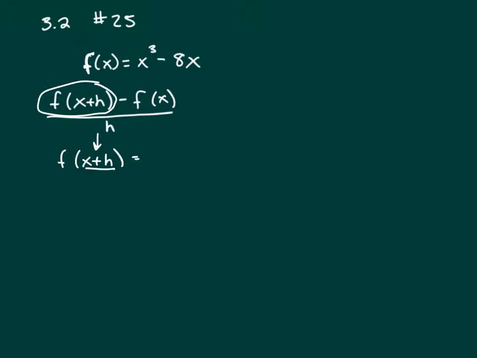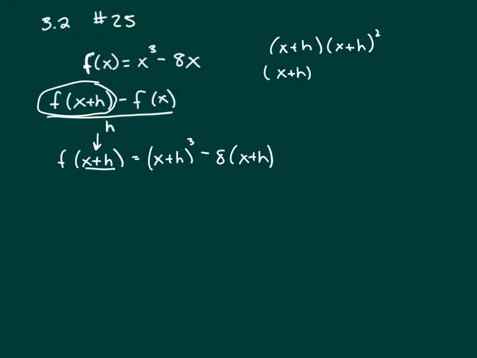So that would be, you've got x cubed minus 8x. That would be x plus h cubed minus 8 times x plus h. Let's go ahead and simplify that. Let's figure out what x plus h cubed is on the side of our paper. X plus h times an x plus h squared. That's x plus h. And x plus h times x plus h, that's x squared plus 2xh plus h squared.